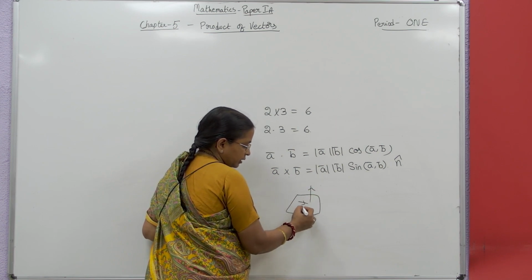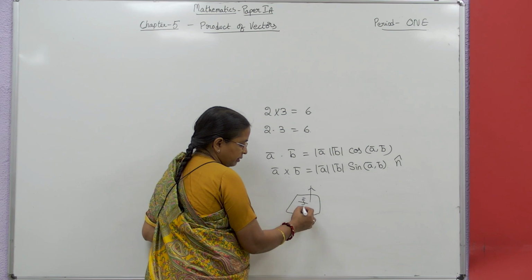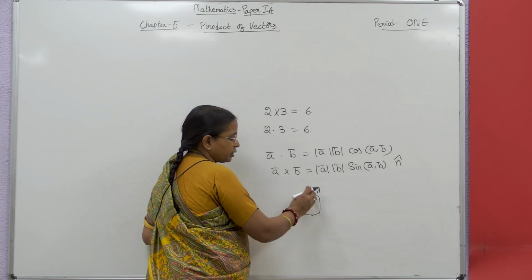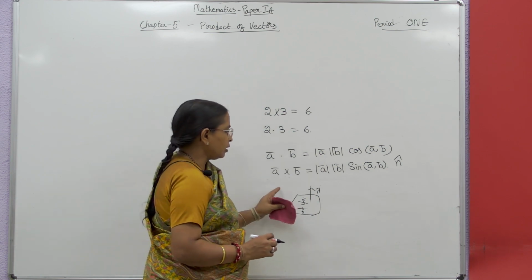N cap direction is like this. A and B are in this plane. A vector and B vector are in this plane. This is the direction of n cap, where the rotation is in the right-handed system. So all that we'll learn in this chapter.